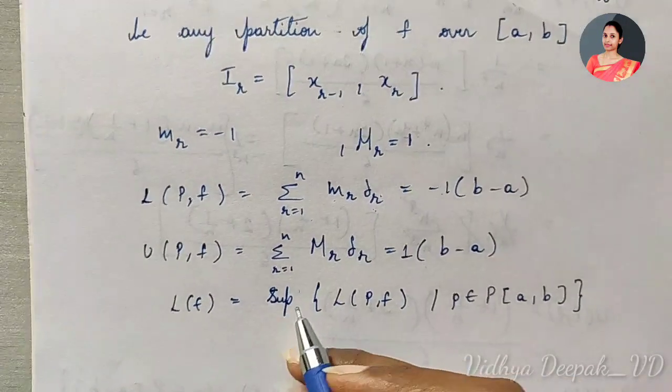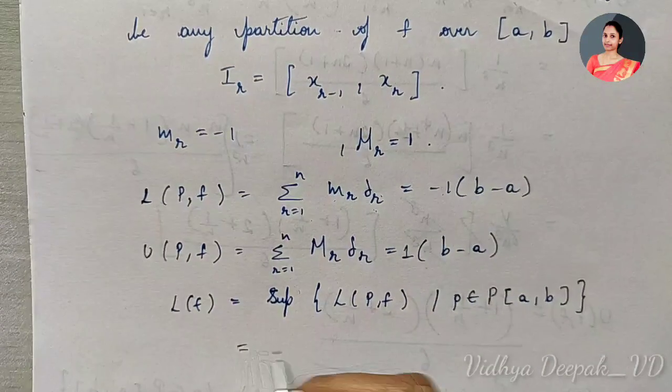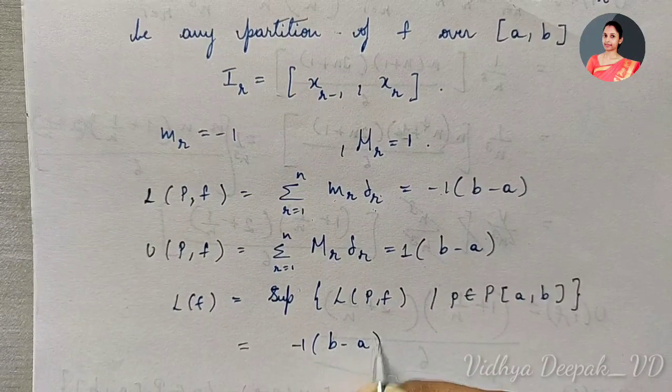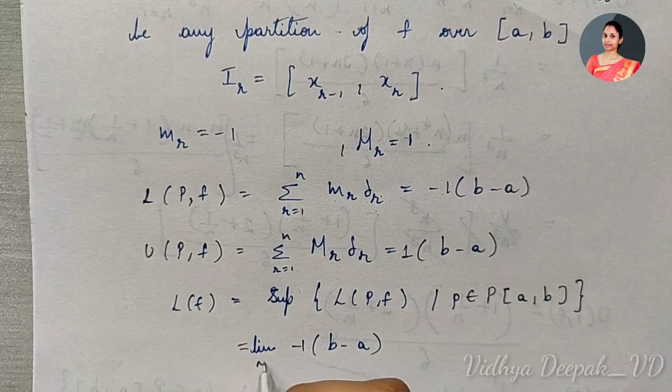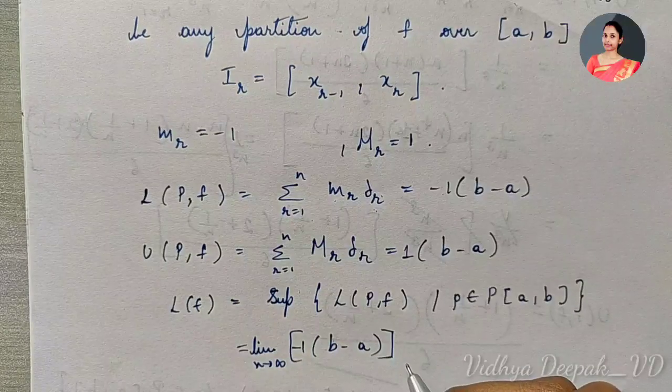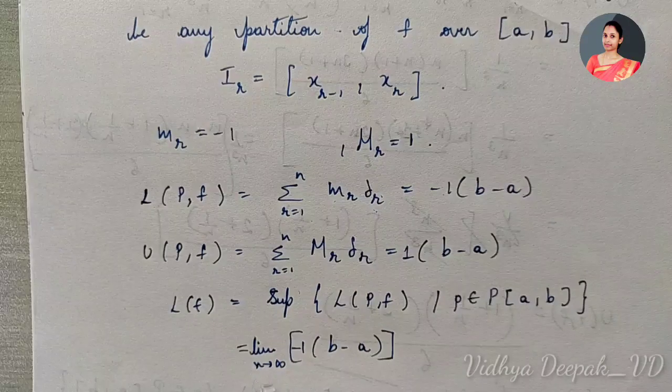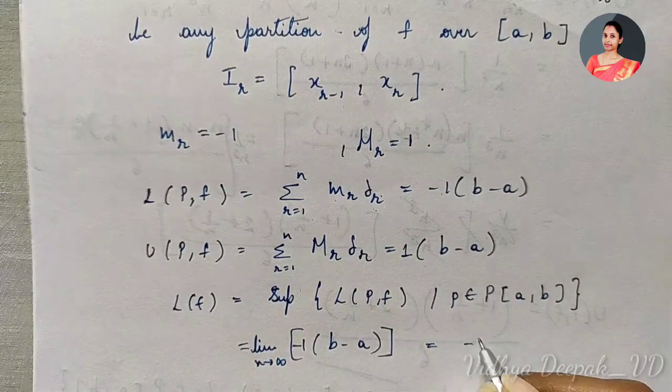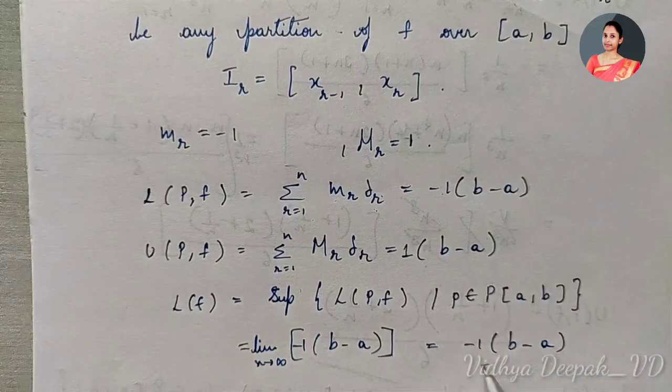So we already found that, which is this one. So substitute that: minus 1 into b minus a. So this is nothing but the limit as n tends to infinity of this one, right? Now since we don't have n here, we can retain this as it is, minus 1 into b minus a.